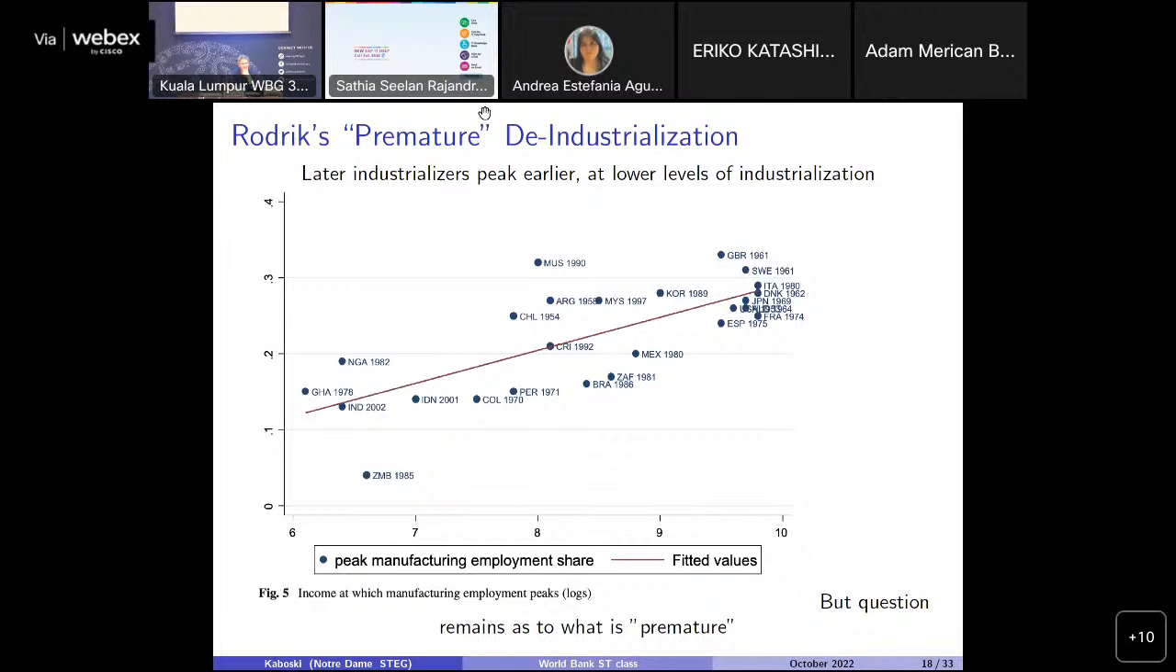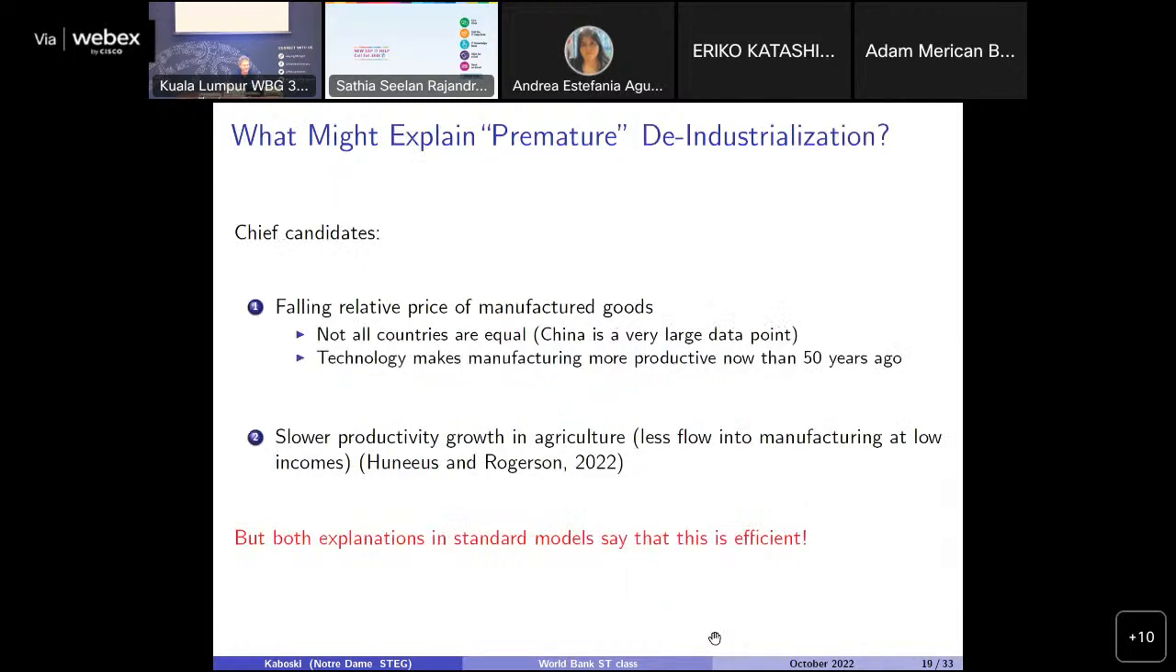But, and here I see the quotes, the question remains as to what it means to be premature, because right here, this is just in the historical context. So what might explain premature deindustrialization? There's a couple different candidates. One is the falling relative price of manufacturing goods in a global economy.